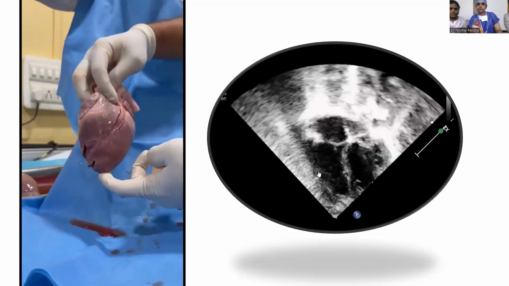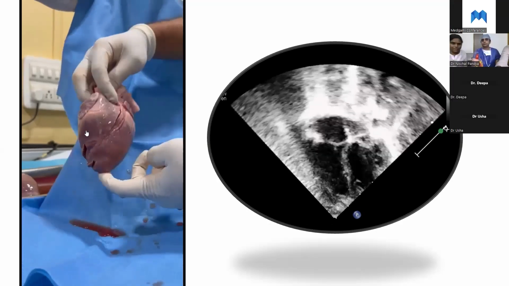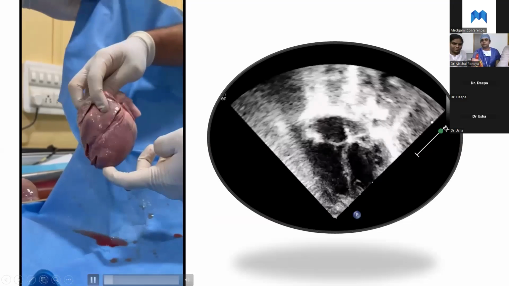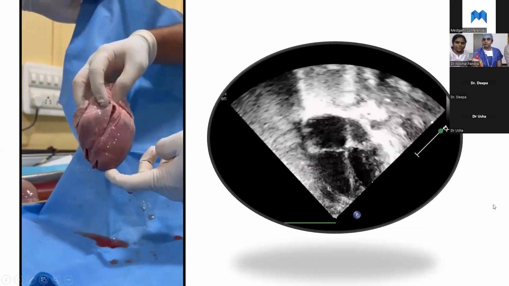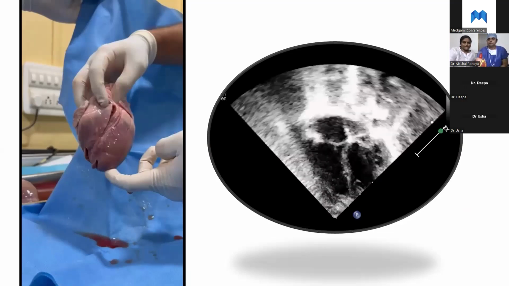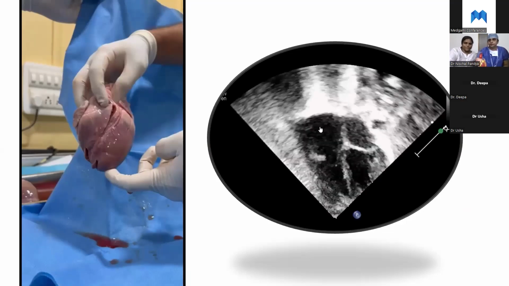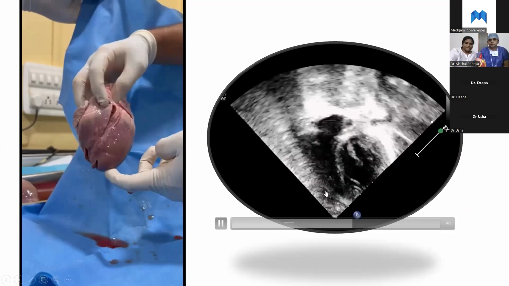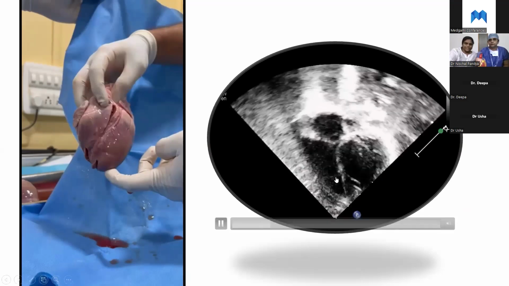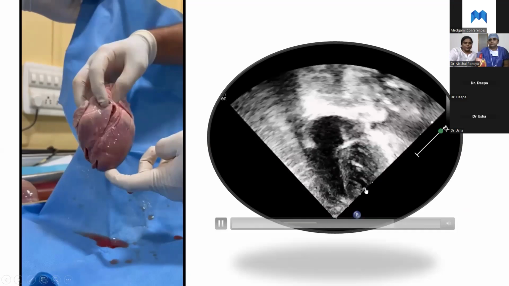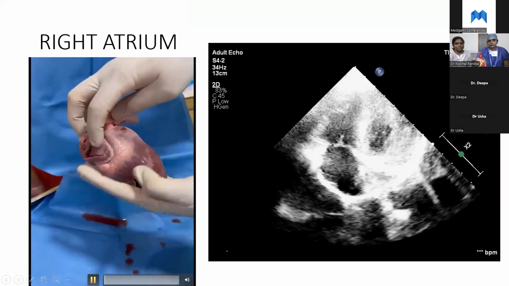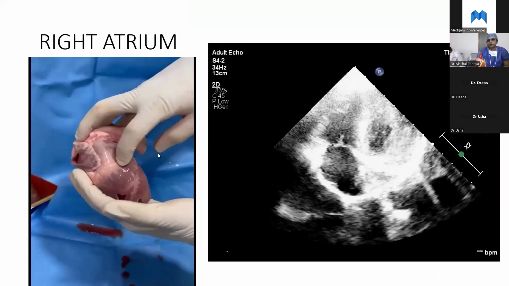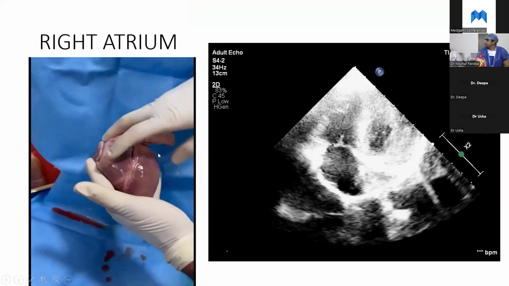So this is the gross anatomy of the heart. It's a porcine heart, very similar to the human heart. So the echo, as we see, this is the apical four-chamber view, which we routinely start with. So this is your right atrium, the right ventricle, left atrium, and the left ventricle, which is seen when we put the probe in the cardiac apex. Very clearly, the right atrium, the right ventricle, the left anterior descending, which divides the RV and the LV.